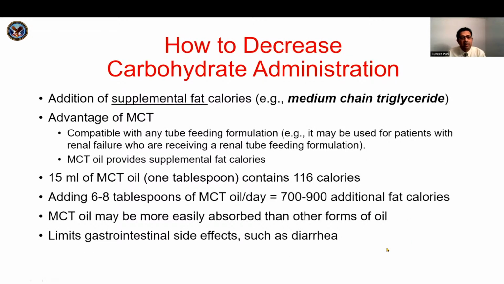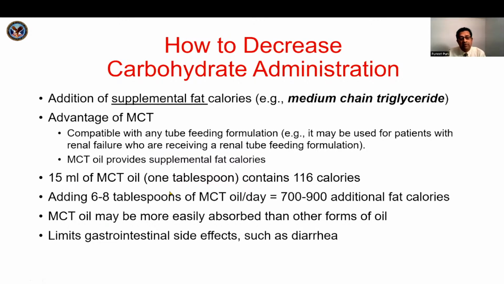How do we decrease the carbohydrate administration? One approach could be to use supplemental fat, mainly in the form of medium chain triglycerides. The main advantage is that these MCTs are compatible with tube feeding formulations and can be used in patients with other organ failures such as renal failure. MCT oil provides supplemental fat calories.